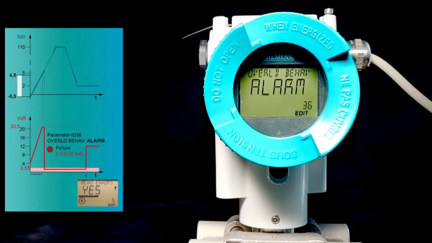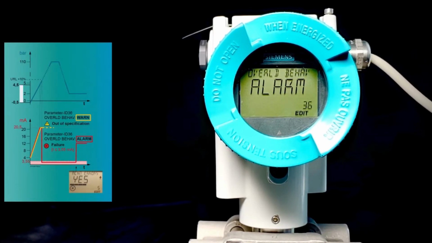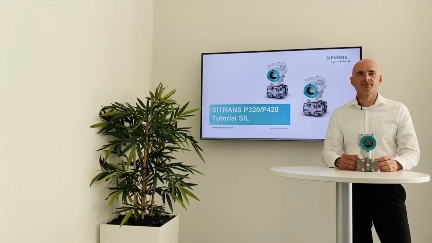If in parameter 36 overload behavior warning is set, the device outputs the set saturation current at 110 bar. The default value, as already discussed, is 20.5 mA. We will show you this behavior later. After we have checked the settings of the safety-related parameters, we proceed with the activation of the functional safety. In the manual there is a checklist with which you can document the steps for activating functional safety.